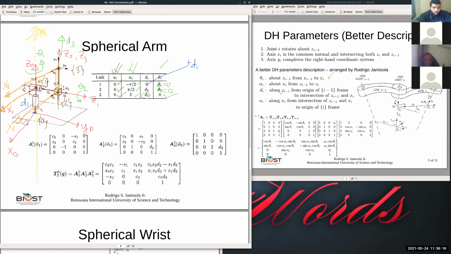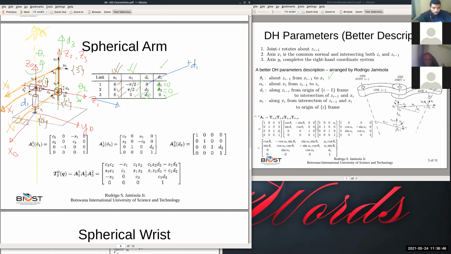Okay, for D2, along what is this now? Z1. Where is Z1? This is Z1. So along Z1 from the origin of frame 1. The origin of frame 1 is this one. From the origin of frame 1 to the intersection of Z1 and X2. So from here to the intersection of Z1 and X2.